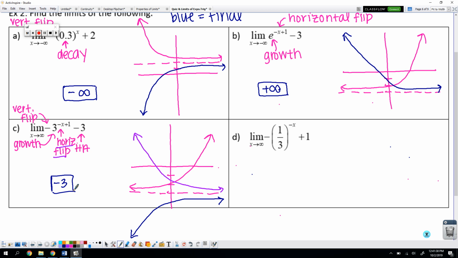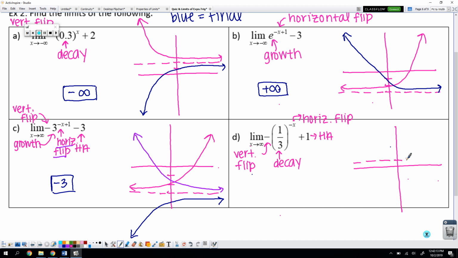Alright? So for letter D, we're going to do the same thing. So all of our labeling. So we have our HA. We have DK. We have a vertical flip. And then we have a horizontal flip. Okay? And then I'm going to draw my axes again in pink because this is the original. It says +1 for my horizontal asymptote. Alright? And now my original says that it's DK.